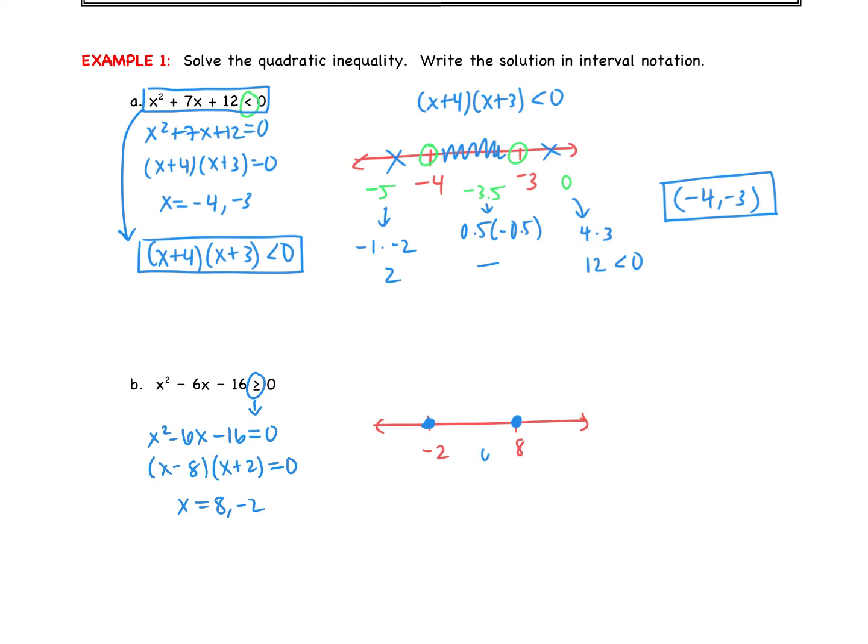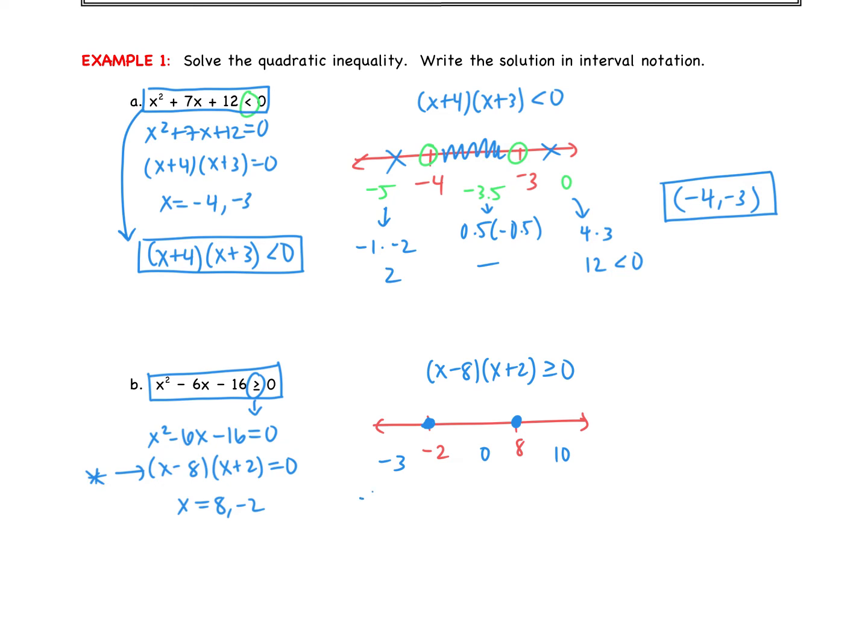I'm going to plug in 0, 10, and negative 3. So again, first option, plug into the original inequality, or choose the factored form. The factored form would be x minus 8, x plus 2 is greater than or equal to 0. So all I did was look at this factored part down here. Okay, so let's plug them all in.